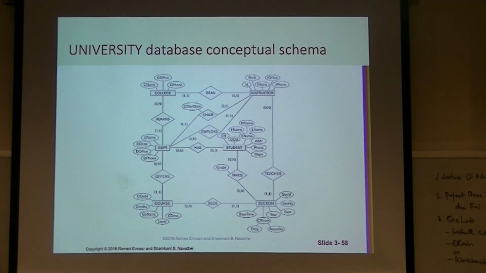So the university has a number of colleges, and their dean is from the instructors, right? And an instructor is also chair of the department. The college has a number of departments. Specifically, the minimum 0, maximum n means some colleges do not have a department, right? But the department should be part of a college. Then we can understand how the university is organized.